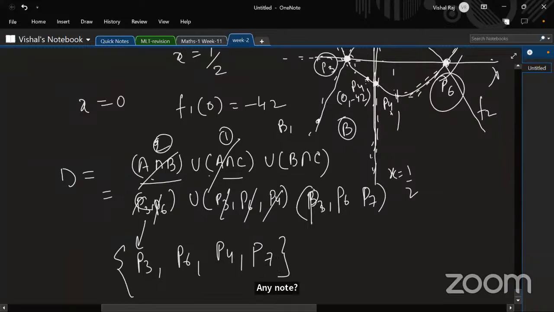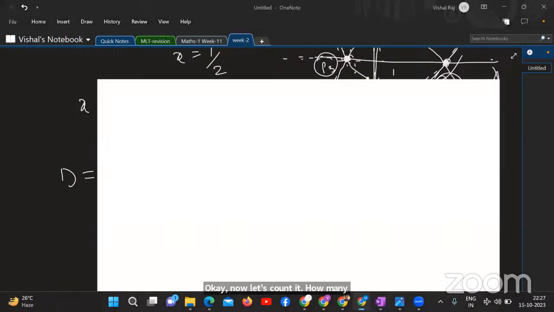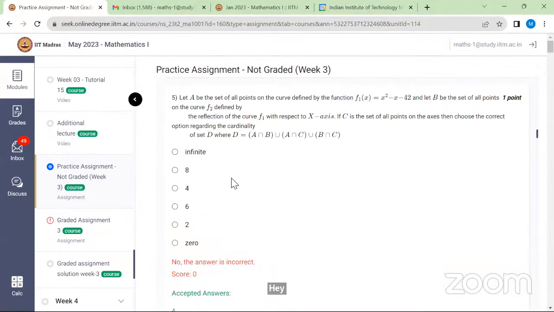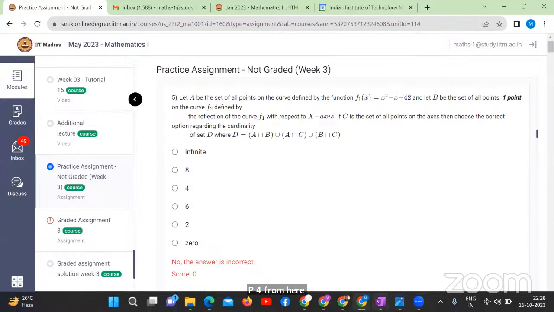I don't think so, 6 is the answer. I guess 4 is the answer. Yes sir, 4 is the answer. Sir, if they had asked only about the x-axis or only the y-axis, then the situation could have been different, right?